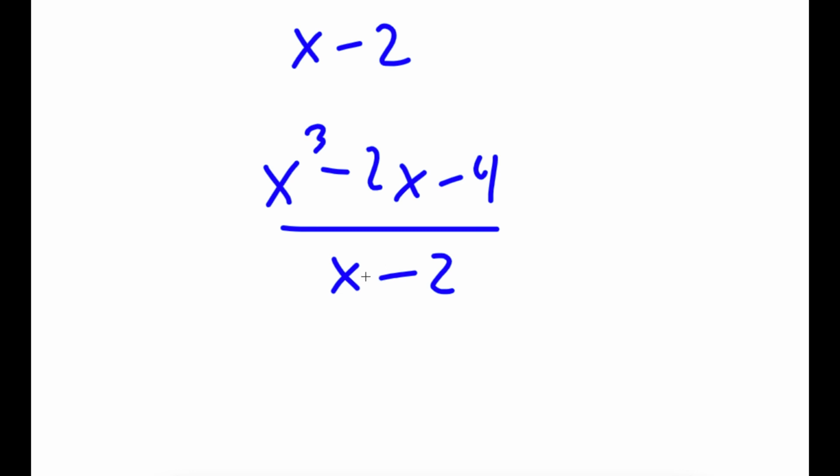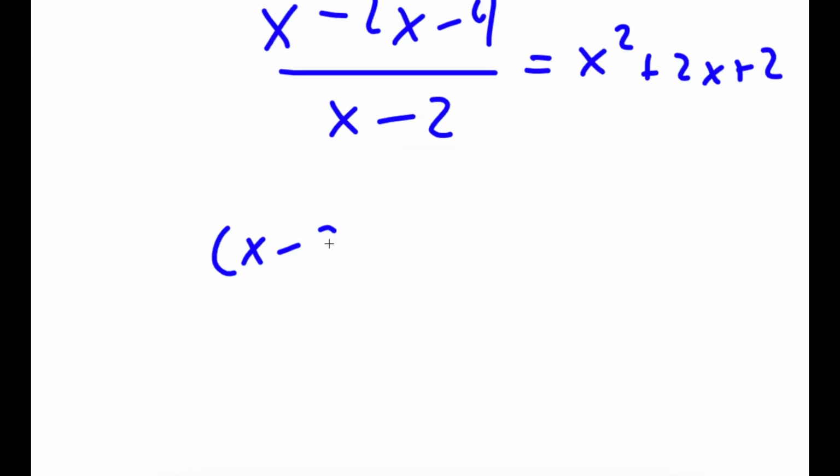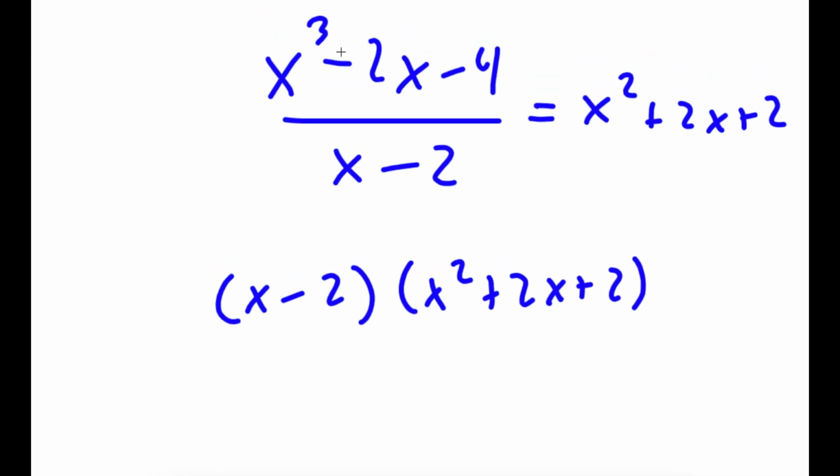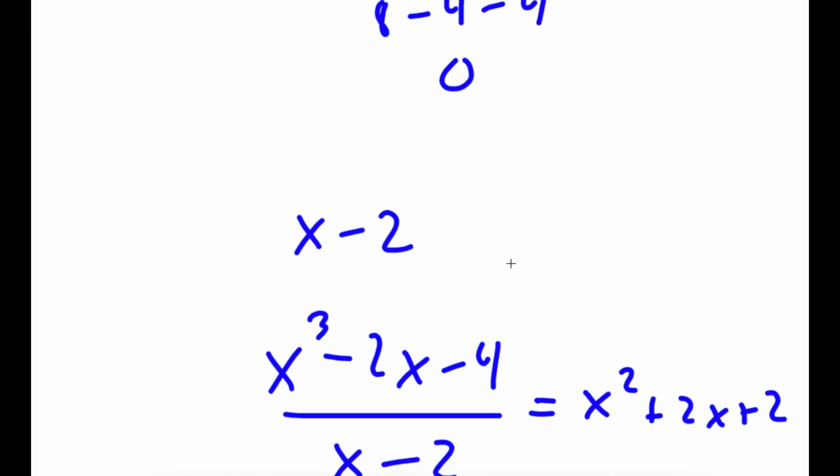So now, if I divide x to the power of 3 minus 2x minus 4 by x minus 2, I'm not going to waste your time by actually dividing these two, but if you do divide these two, you should get x squared plus 2x plus 2. So this is the same thing as x minus 2 times x squared plus 2x plus 2, which is also equal to 0.